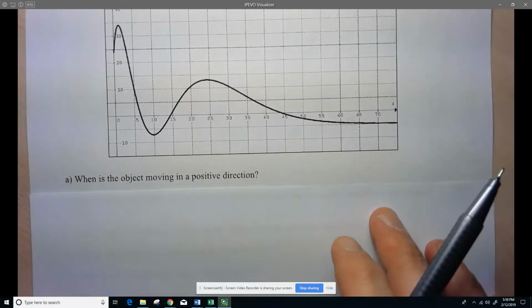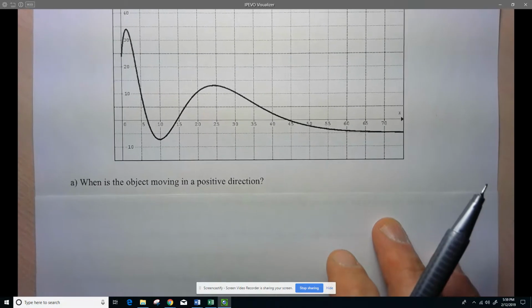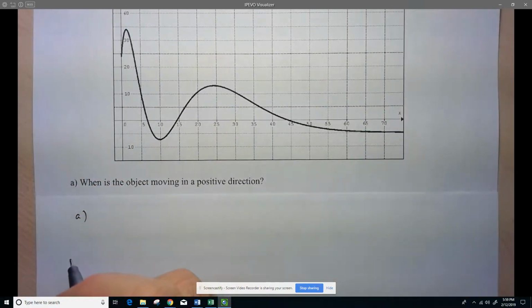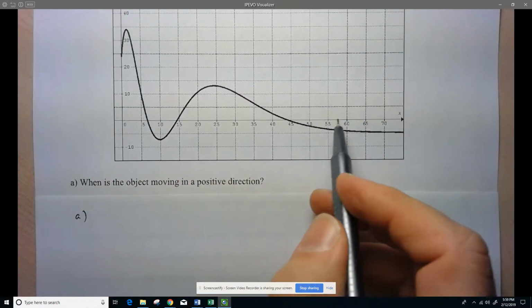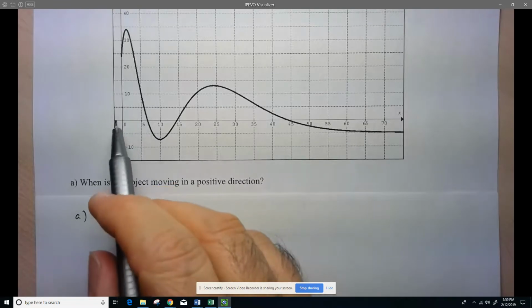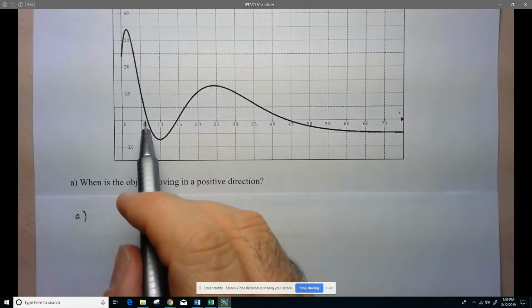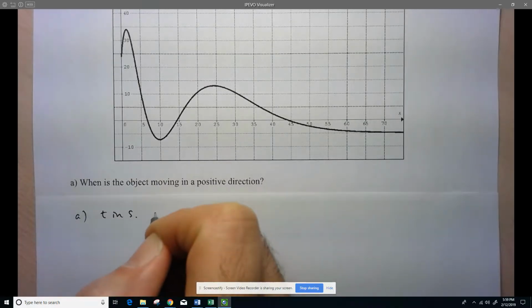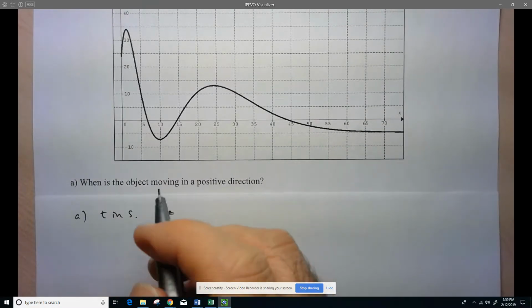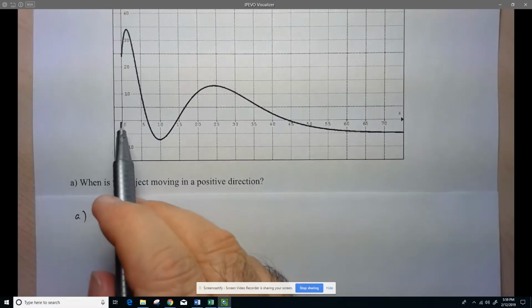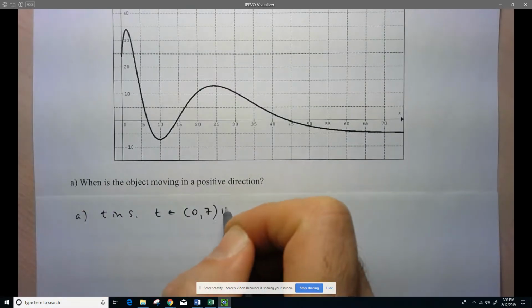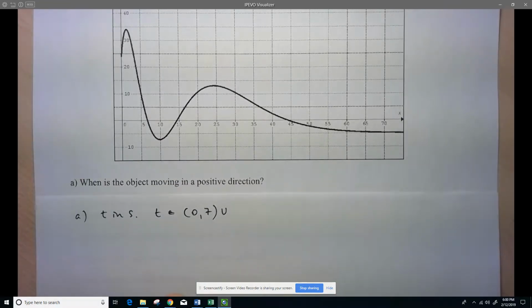The first question is, when is the object moving in a positive direction? In order to answer that, you just have to see when the velocity is positive. Here's our x-axis. It looks like it's positive from about 0 to maybe 7 seconds. Here we'll put t in seconds. So we have t is in the interval 0 to 7, and then union, because we're combining that with other sets.